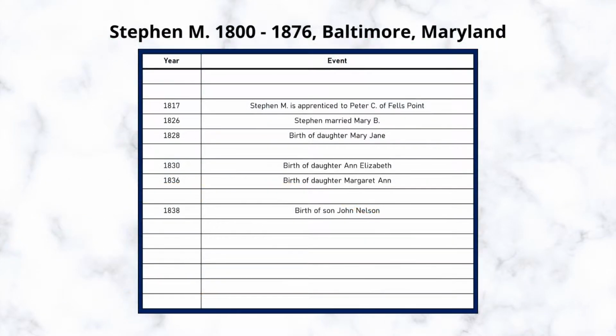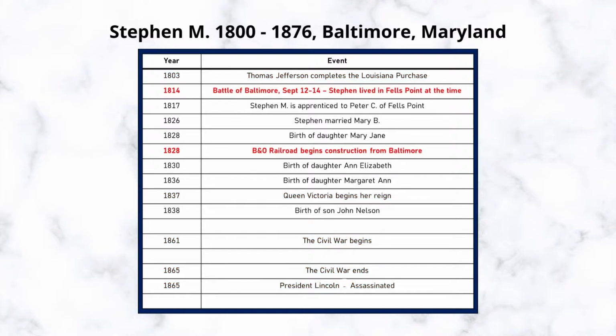Here is an example. Stephen M. was born in 1800 and died in 1876. He lived his entire life in Baltimore, Fells Point, and Canton specifically. The timeline begins with the facts we know about Stephen. Next, I added the world events during his lifetime and the local events, the Battle of Baltimore and the beginning of the B&O Railroad. Next, a few events of interest to me, and finally, an important fact from the timeline of two of his sons-in-law, both of whom served in the Civil War.